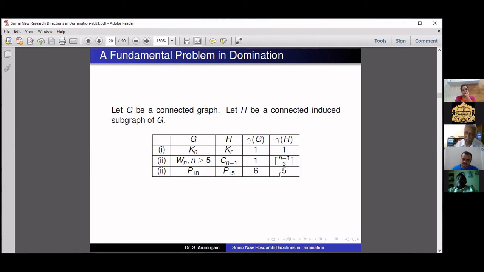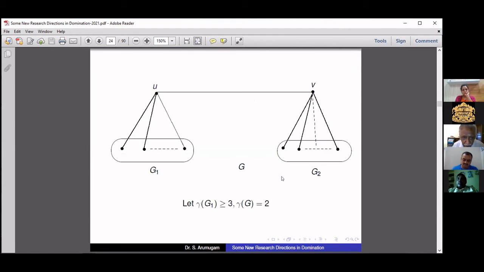I can give you a single graph where all three types are sitting. Here G1 is a graph whose domination number is greater than or equal to 3. G2 is any graph, no restriction. I add two vertices, join U to all vertices in G1, and join V to all vertices in G2. So this is my graph. For this graph, gamma is 2, because {U, V} forms a minimum dominating set.